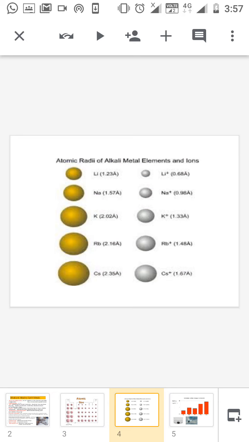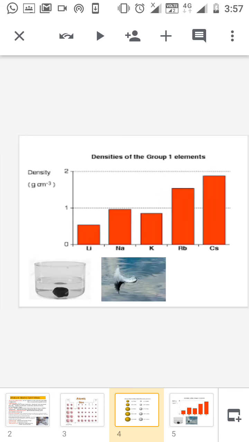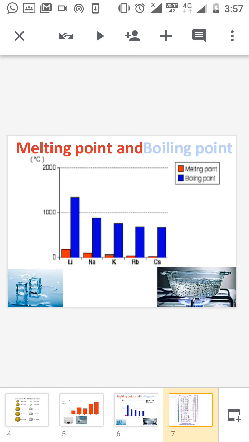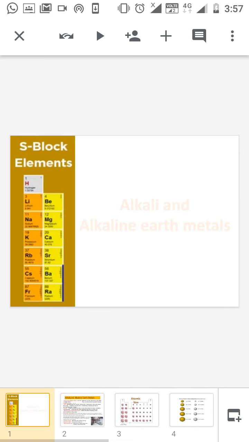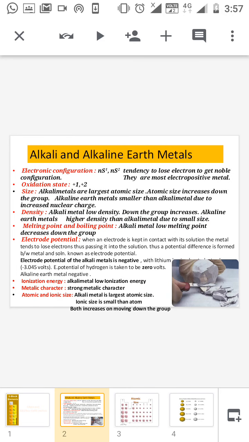But when we compare the atomic and ionic size, the white ball and the yellow ball, the size of an ion is smaller. This is mainly because in the case of alkali metals, the last electron exists in the outermost shell. If we remove that one electron, the size of the ion is reduced. Then, all these metals, we can easily cut the alkali metals using a simple knife. Okay, thank you.